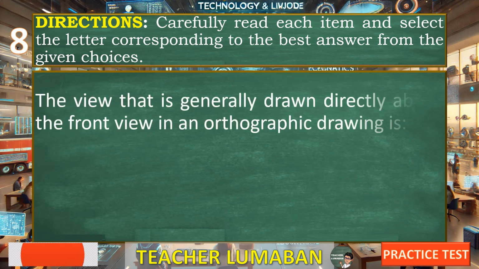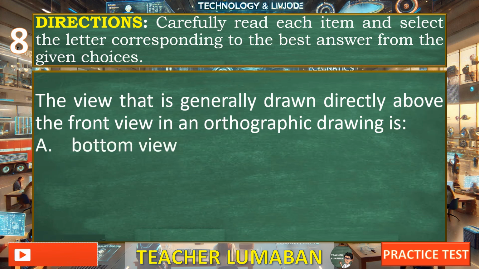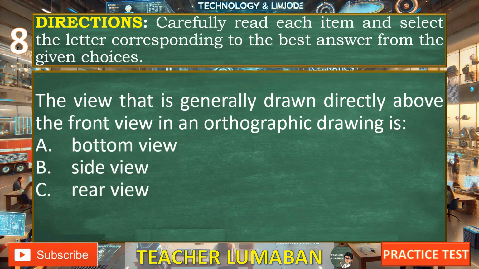The view that is generally drawn directly above the front view in an orthographic drawing is: A. Bottom view, B. Side view, C. Rear view, D. Top view.